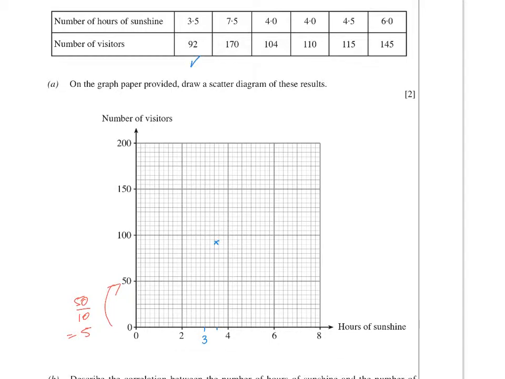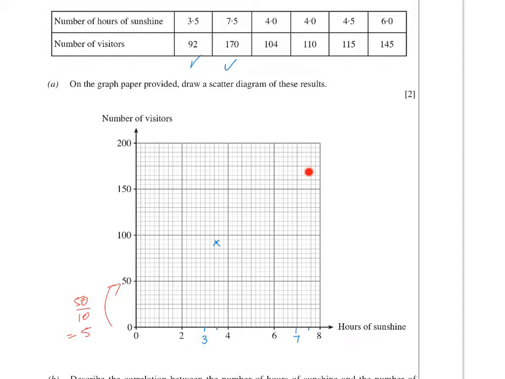The next one, 7.5. So that's 6 and 8 there. So there's 7. So 7.5 must be there. And then at 170, that probably is easier to plot this time. So there's 150. And then 155, 160, 165, 170. So I'm going to plot my point there, like that. And then I just tick them off as I go along.